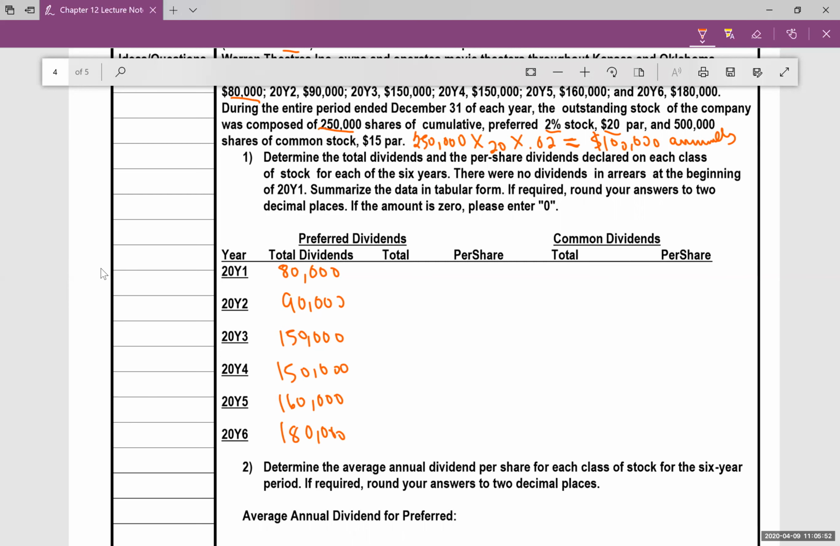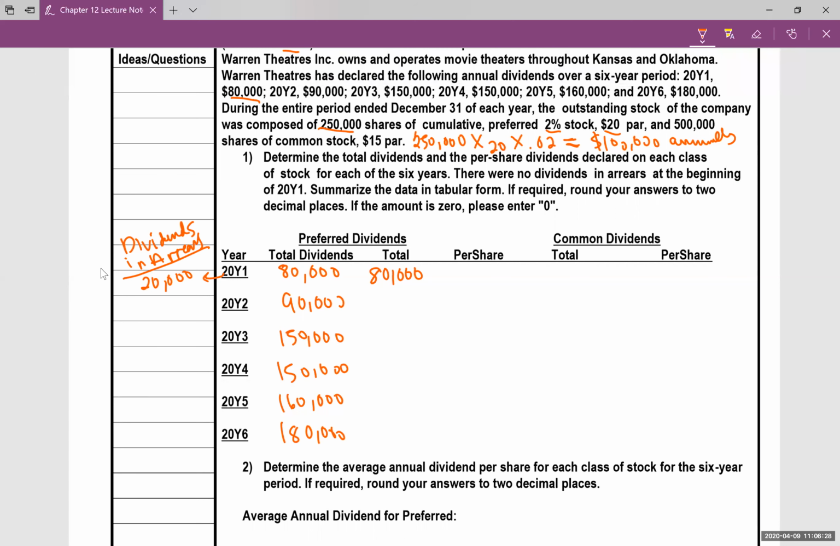I'm writing this on the preferred dividends side. So the total dividends, preferred gets first: 80,000. Now, over here in this little column, I'm going to call this dividends in arrears. This is kind of a holding account, like saying, we know we owed you the 100,000 annually and we only paid 80. So really, after year one, they owed the preferred 20,000.